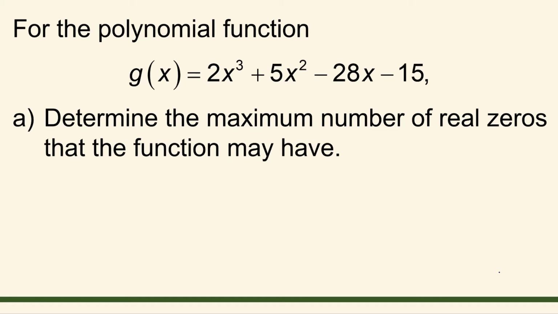Therefore, the polynomial function g of x equals 2x cubed plus 5x squared minus 28x minus 15. Part A, determine the maximum number of real zeros that the function may have. The degree of g of x is 3. Therefore, the maximum number of real zeros is 3.